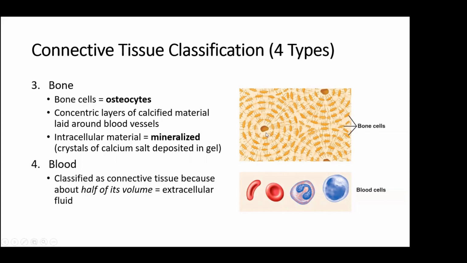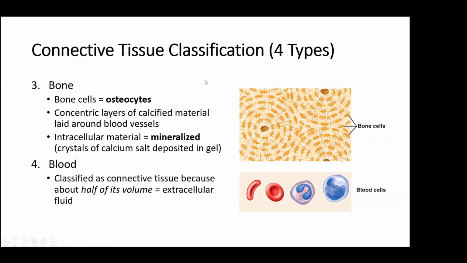We'll see these rings of osteocytes and calcified material laid around blood vessels. We don't automatically think of bone as being bloody, but bone is actually highly vascularized. This tissue is fed by blood, and that's really important for healthy bone growth. That's what we see here in the center of these rings in our bone tissue.